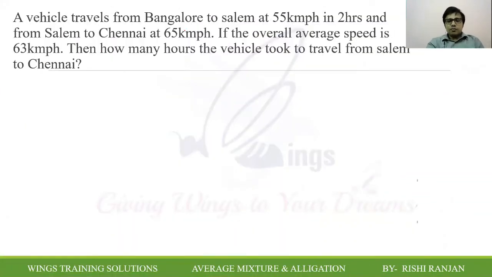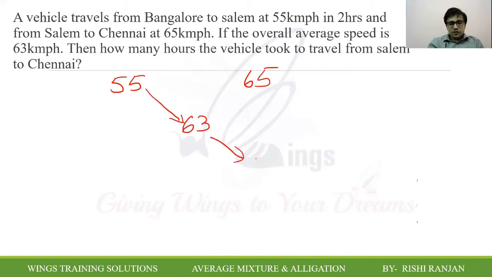A vehicle travels from Bangalore to Salem at 55 km per hour in 2 hours, and from Salem to Chennai at 65 km per hour. Okay, these are the average speed for 2 journeys. Then for how many hours the vehicle took to travel from Salem to Chennai? All right, first 55 km per hour, second journey 65 km per hour, and overall journey, when you calculate the average speed, we are getting 63.